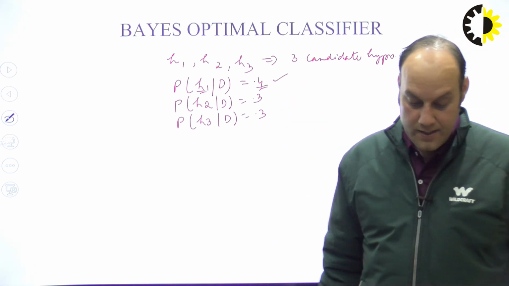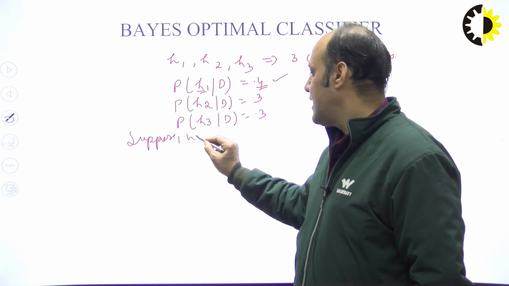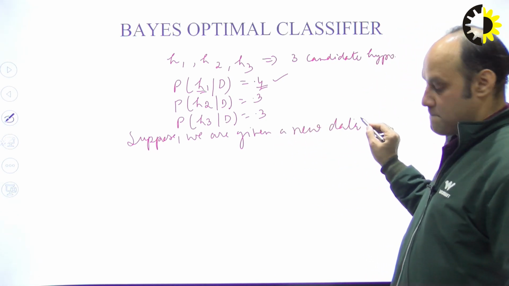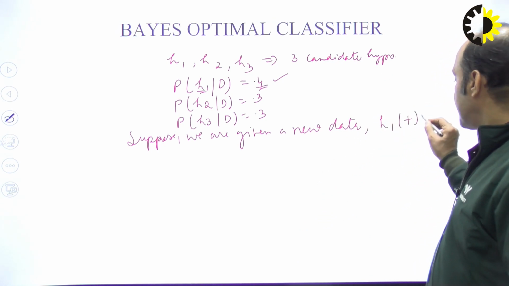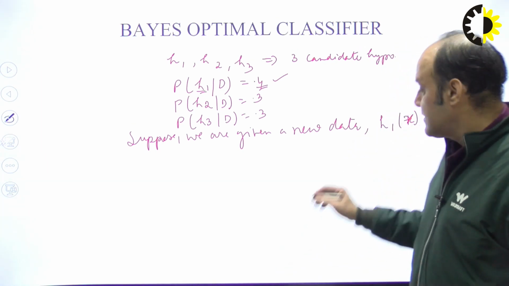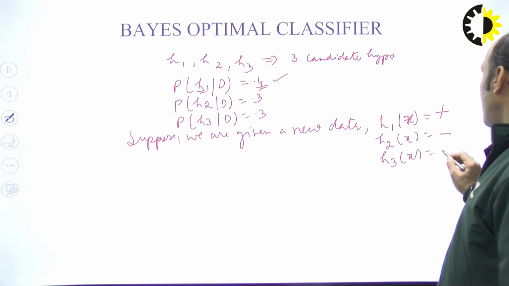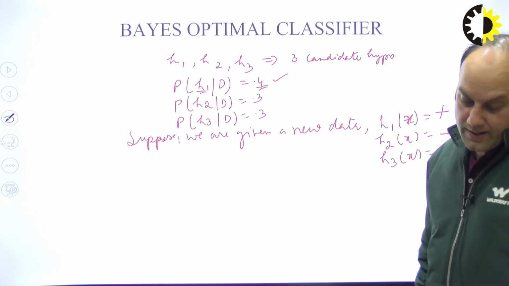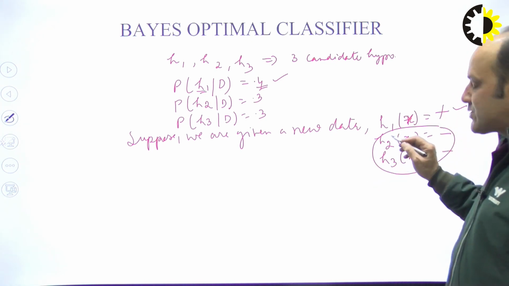This is given. Now suppose we are given a new data. Suppose for the new data, H1 of x is equal to plus, H2 of x is equal to negative, and H3 of x is also negative. In this case the most probable classification would actually be negative. You will say it is positive, but actually it is negative.